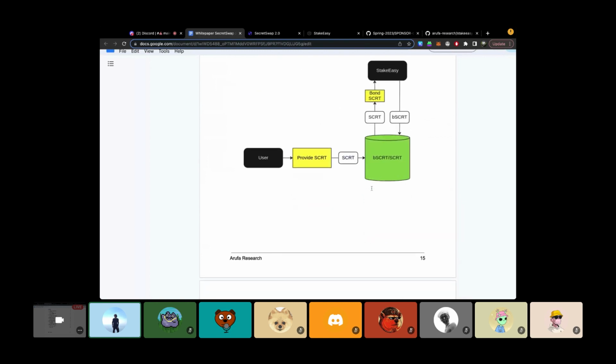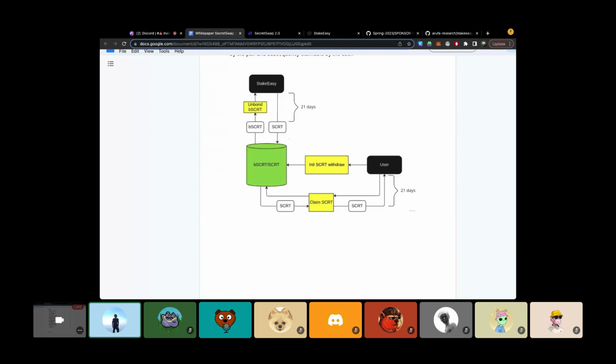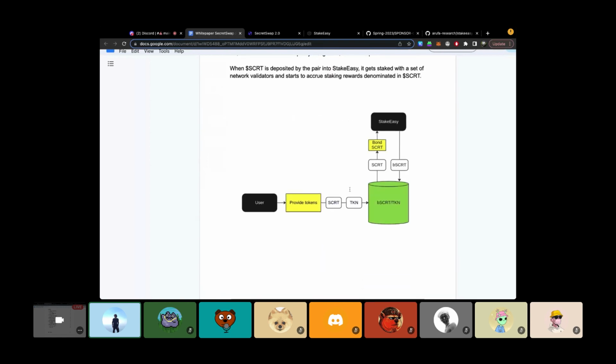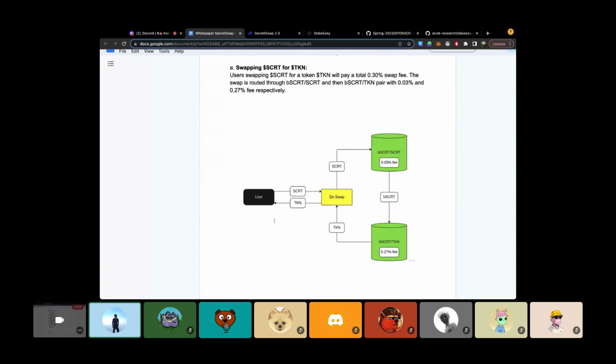Now, with this pool, this diagram explains how the unbonding of the rewards happens. For example, someone wants to swap their secret with Sienna token. The secret will go into the B secret secret pool, and it will convert it to B secret.